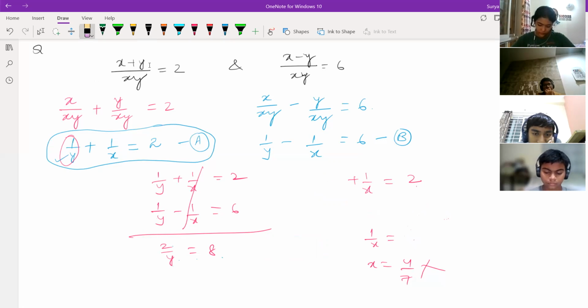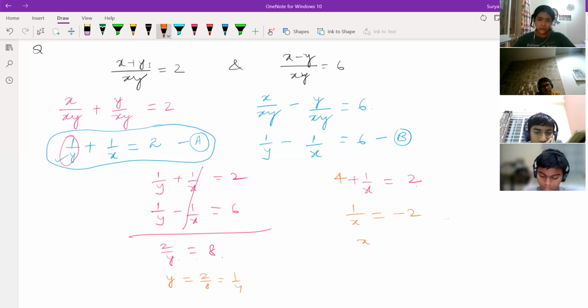Y is equal to what? 1/4 should come, right? So here if you solve y, what do you get? 2/8, that is 1/4. Now you put y is equal to 1/4. You'll get 4 plus 1/x is equal to 2. So 1/x is equal to what? Minus 2. Then x is equal to 1 minus 1/2. This is the answer.